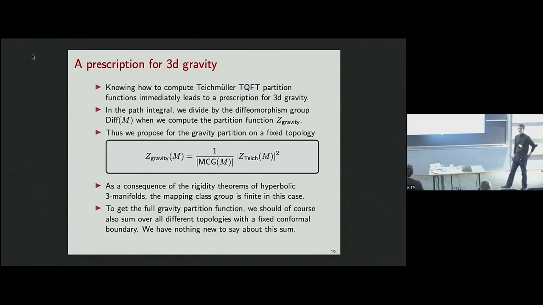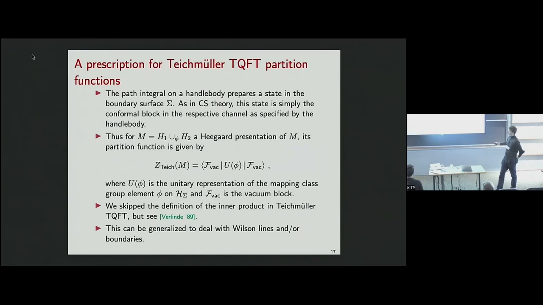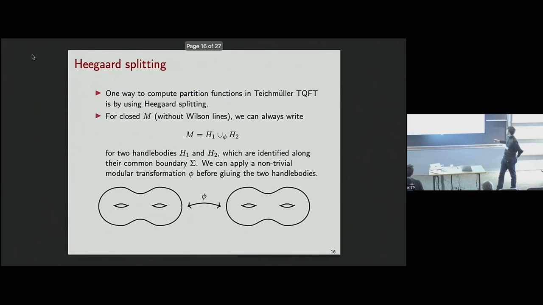Yes? I'm a little confused about exactly what kinds of geometries in 3D gravity you're talking about. Were they Euclidean or Lorentzian, and are they compact? Okay, so it's always Euclidean gravity. We're computing gravity partition functions. Here I discussed the simple case of a closed manifold, so no boundary, no Wilson line. That's the very simplest case.